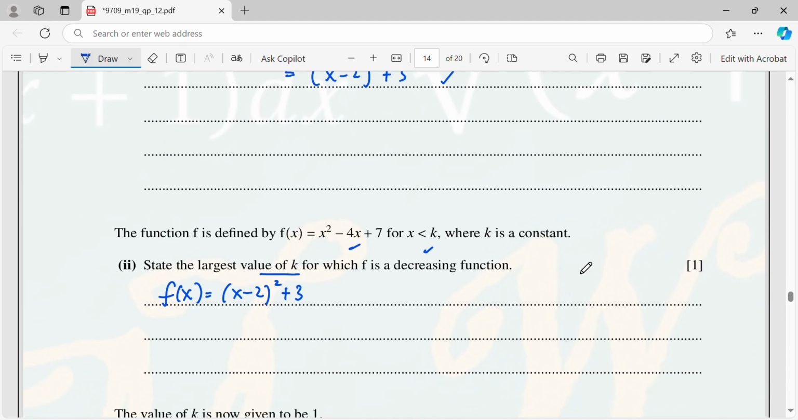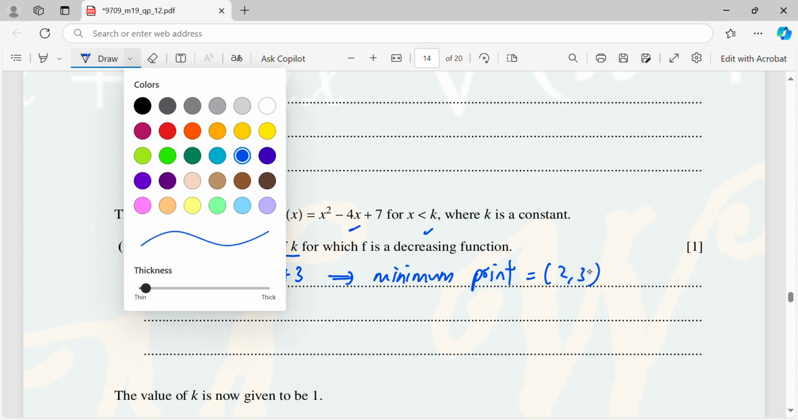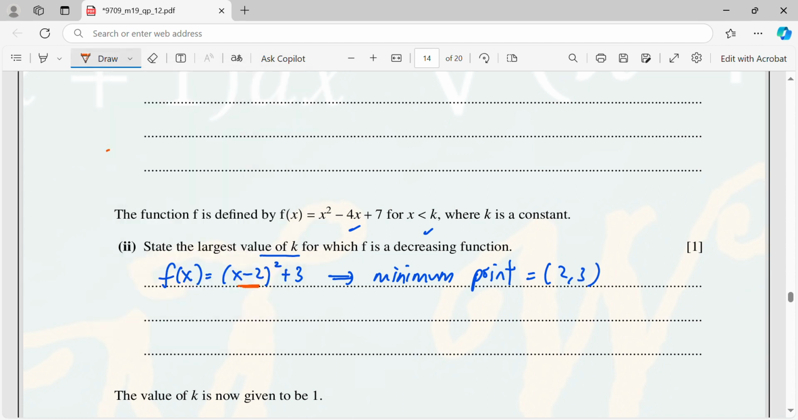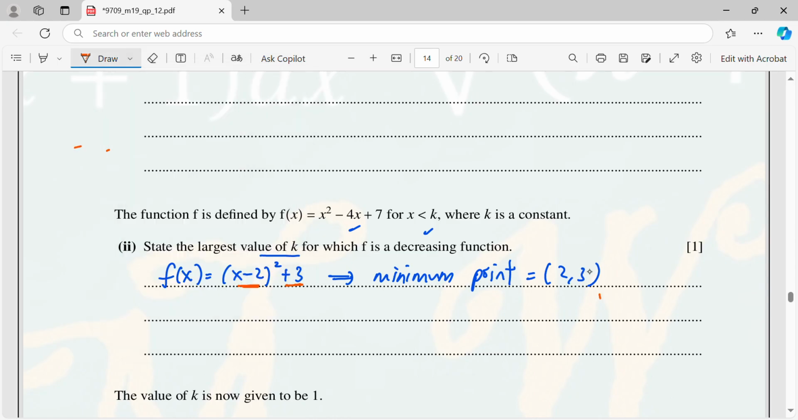So you should understand that this (x minus 2) squared plus 3 means that you are getting a minimum point, because the coefficient for x squared is positive 1. So the minimum point has coordinates (2, 3). We let x minus 2 be 0. That is the x coordinate of the minimum point. And then the y coordinate is basically the plus 3 over here. Okay, so now when you sketch a graph, I will explain using the graph. That means this is (2, 3).